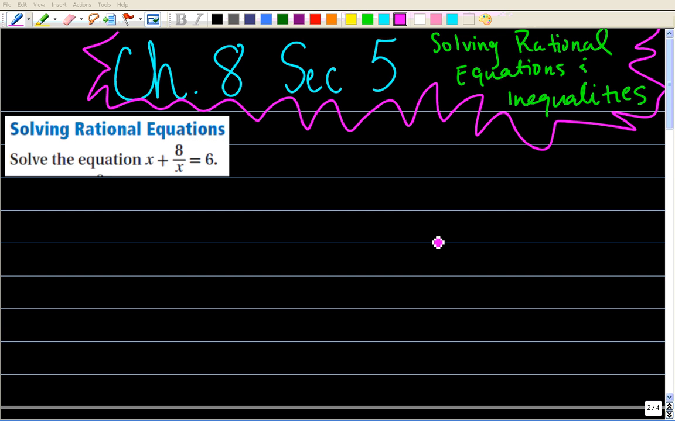Hey everyone, we're going to be solving rational equations and inequalities. You can check out some examples in Chapter 8, Section 5 of your book. I'll be using the problems from examples 1, 2, and 6. So let's go ahead and get started.